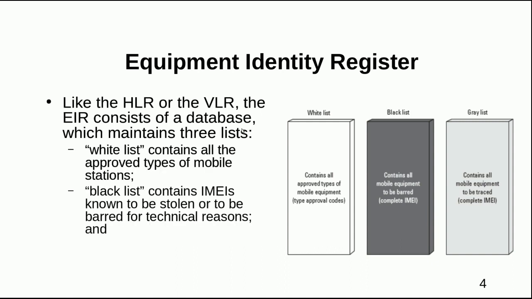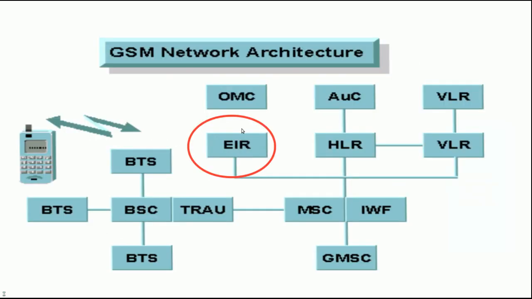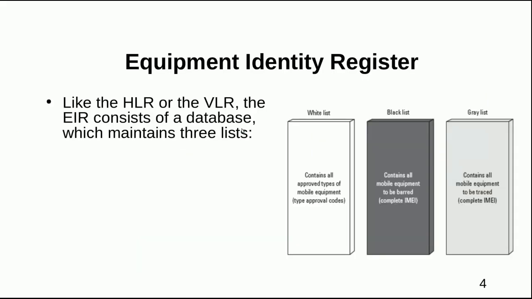And then you have a blacklist. In blacklist you have the IMEIs of the mobiles that are stolen or that need to be blocked. And the third one is the gray list, and in the gray list basically you have the IMEI numbers of those mobiles which are to be traced. So whenever a mobile station tries to register itself with the network, the network interrogates its IMEI and then checks it in the EIR register, to see to which of the three lists that mobile belongs, and to deal with it accordingly.